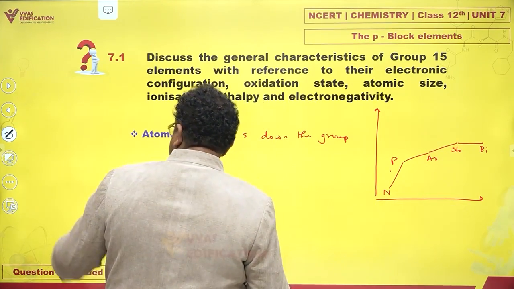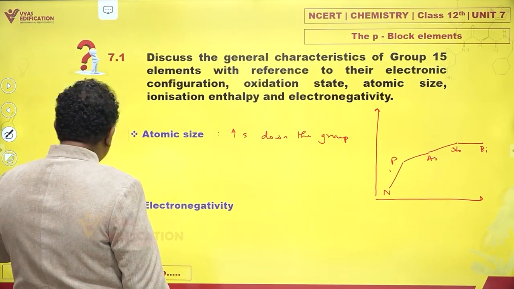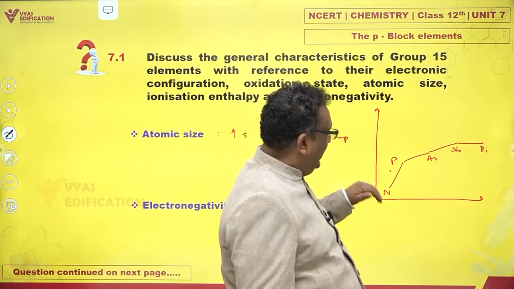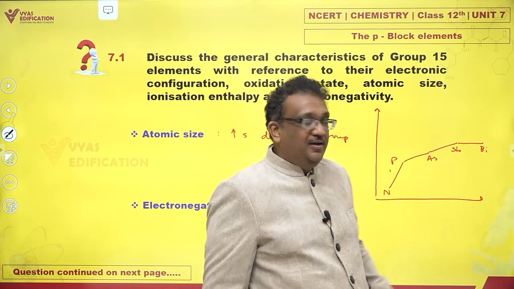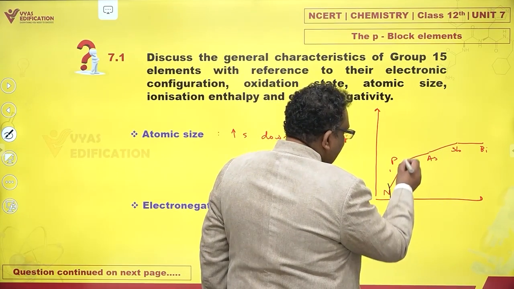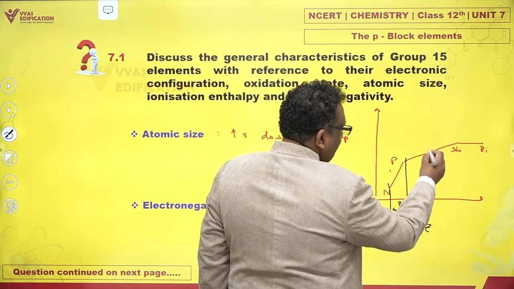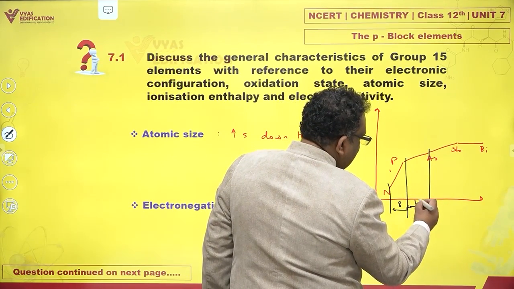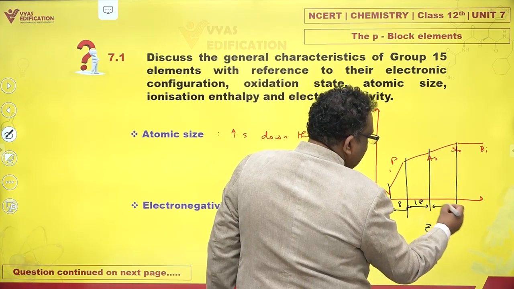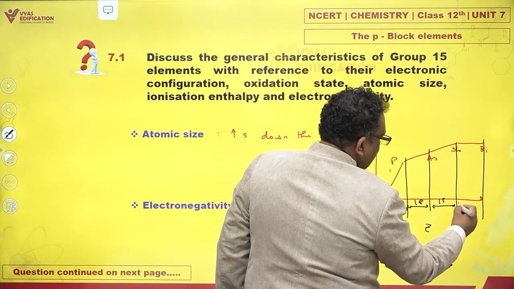If you're confused, I'll just tell you some more data. See, whenever we are moving from N to P, one extra shell is added. But between these, if you see, the difference in atomic number is 8. This difference is 18. This is 18. And this is 32.